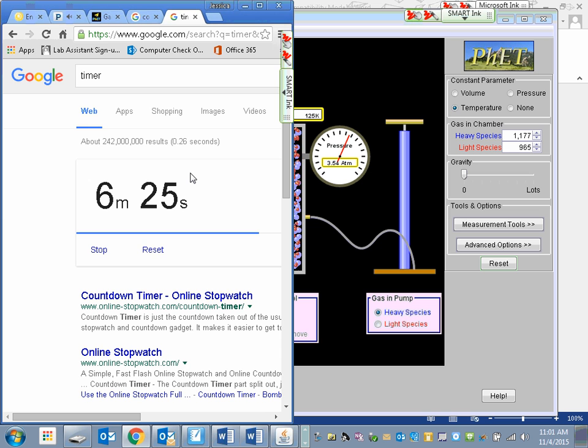There should be 200 heavy species in the container. In the constant parameter box in the top right, select that the constant should be pressure, and 200 heavy species. Bang. The constant is now pressure.